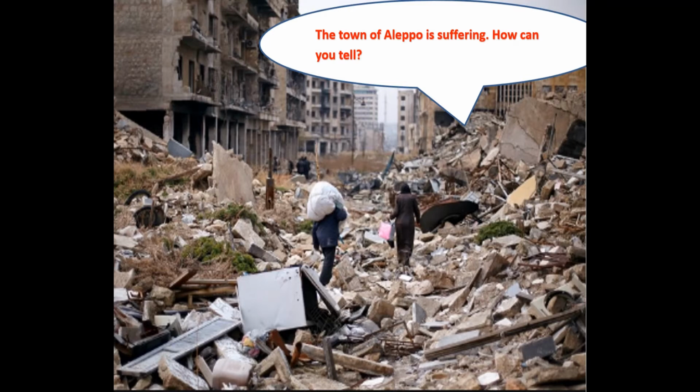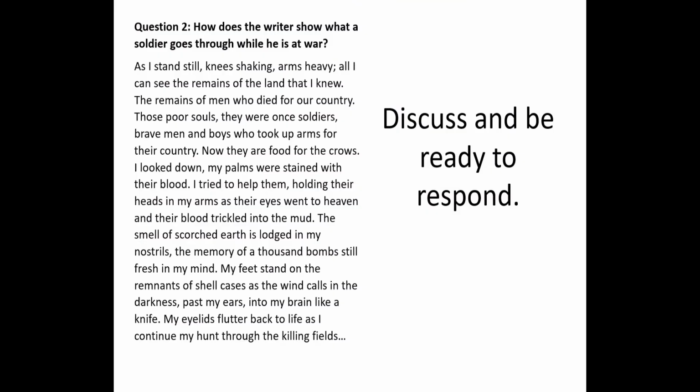Okay, let's move on to an actual piece of writing. Here is an example question 2 then, how it would be worded in the test. How does the writer show what a soldier goes through while he's at war? You've then got a piece of writing to read. And let's say this was marked out of 5. So let's say for this question 2 I only get 5 marks. What 5 pieces of evidence could I possibly talk about?